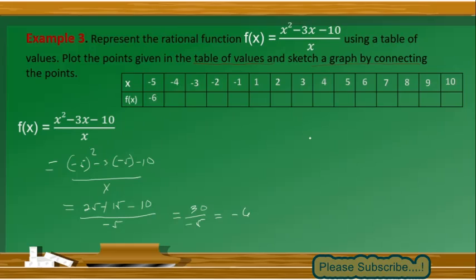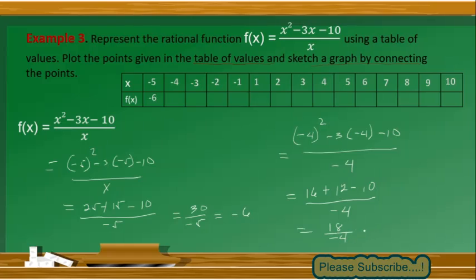Let us try to answer when x is negative 4. By substitution, we have negative 4 squared minus 3 times negative 4 minus 10, all over negative 4. By simplification, we have 16 plus 12 minus 10, all over negative 4. 28 minus 10 is 18, divided by negative 4 is negative 4.5. Okay, so that is how to find the value of our function given x equals negative 4.